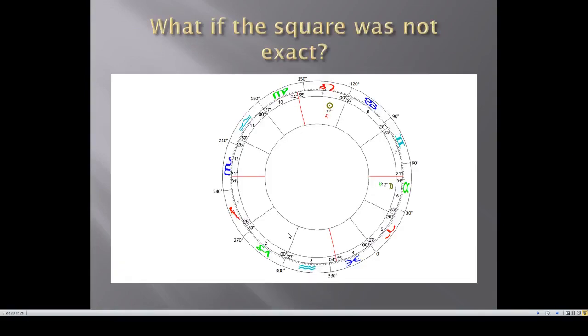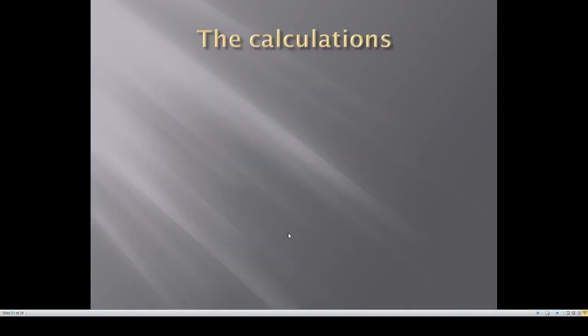So what if the square was not exact? Squares being exact are kind of rarefied in astrology. So it's important to look at it in less ideal circumstances, which will most likely happen in the charts you're looking at. So, the calculations for that example.